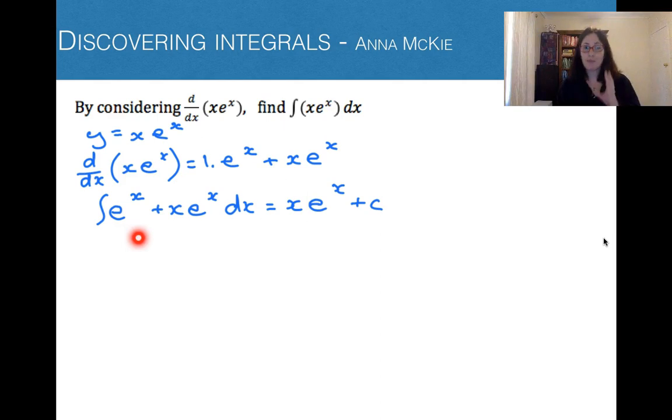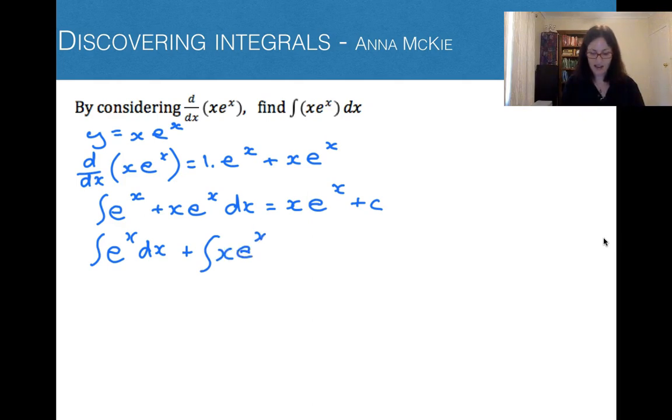Now, if you remember back to the properties of integrals, we can split integrals. So we can integrate that and add on the integral of this part. So let's do that first. So we're going to split this integral up. So the integral of e to the x plus the integral of x e to the x dx both times is still equal to what we had, the right hand side before.